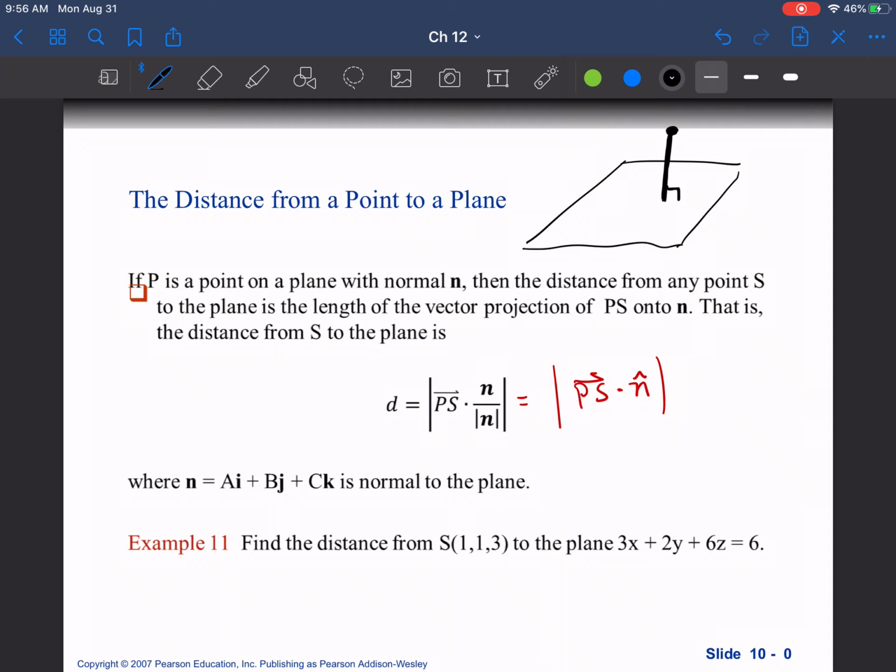And what we have to look at here is if P is a point on the plane and the plane has a normal N to it, then the distance from any point S, this will be our point S up here, is going to be the length of the projection of the vector PS onto that. So we have some point P, here's our point P, and if we draw a vector from point P to point S like that, and then we also have some other vector that is normal to it, and remember we can draw these anywhere we want.